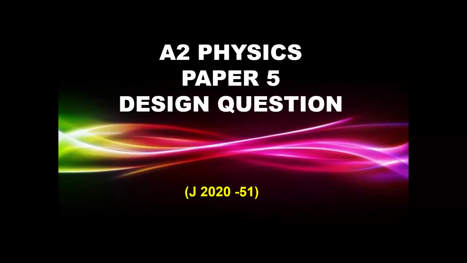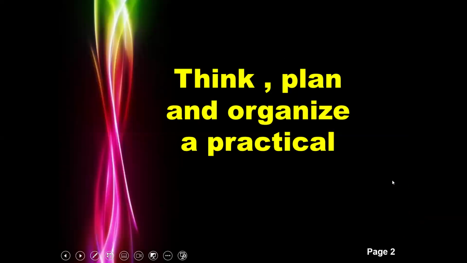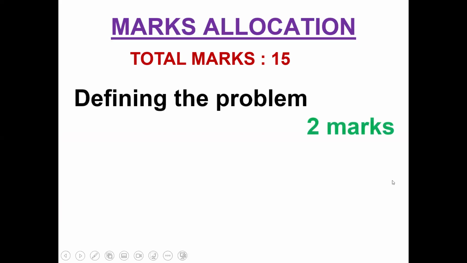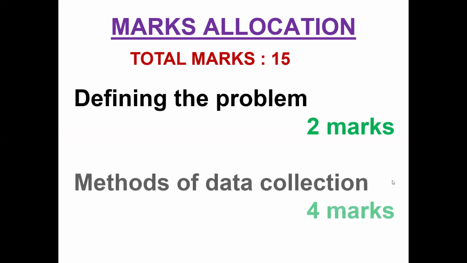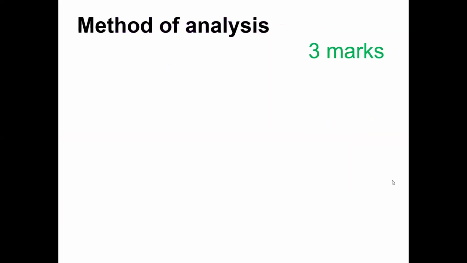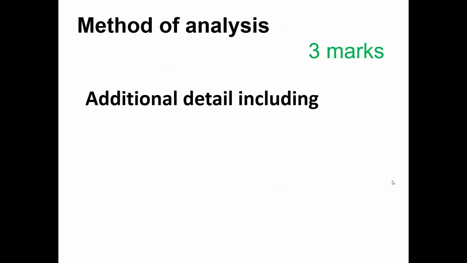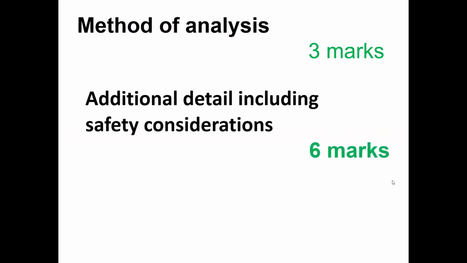This is June 2020, paper 51. Total marks: defining the problem for setting up the variable is always 2 marks. Methods of data collection, which involves some type of diagram, procedure, method of analysis, that's 3 marks, which is the equation work. Additional details, including safety consideration, 6 marks.